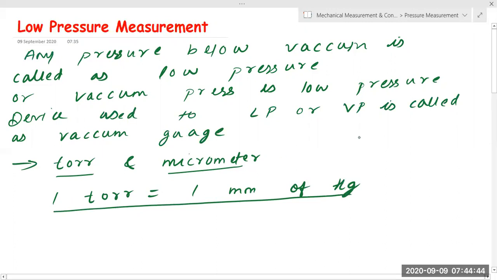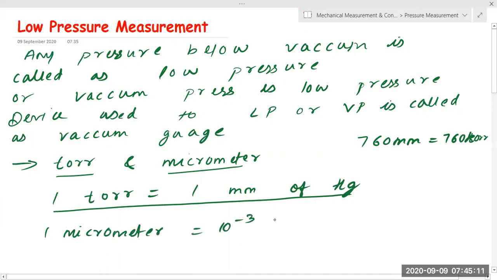So one torr is equal to 1 mm of Hg. If you write 760 mm of Hg, that means 760 torr. This would be a very high vacuum pressure. You don't get vacuum pressure up to 760 mm of Hg. You will never get it. And one micrometer of vacuum pressure will be equal to 10 raised to minus 3 torr, or 10 raised to minus 3 mm of Hg will be equal to 1 micrometer.